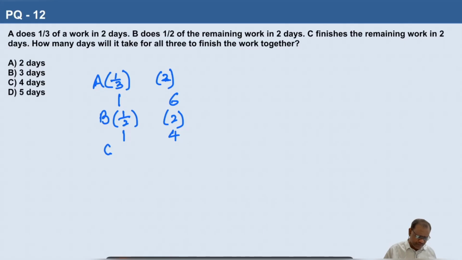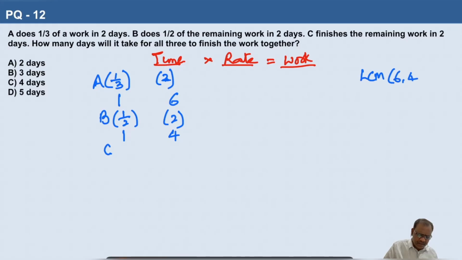So let us find out the LCM here. Time multiplied by rate is equal to work. LCM of 6 and 4 is 12. So total work is 12 units. 12 is divisible by 6 2 times, and 12 is divisible by 4 3 times.